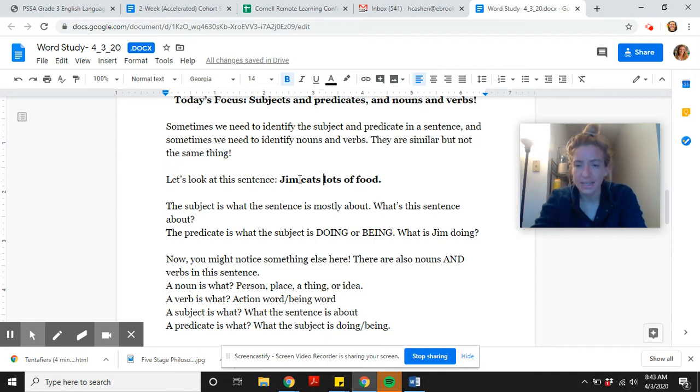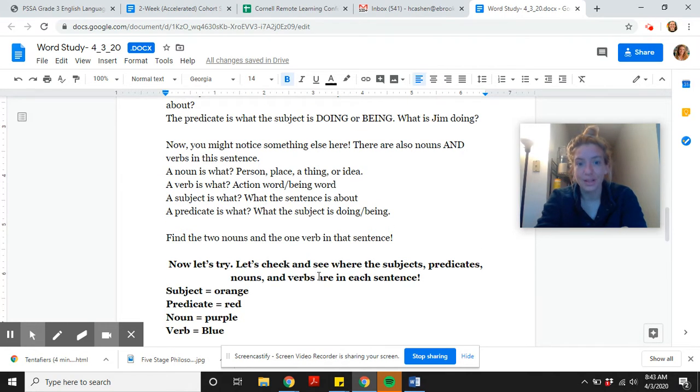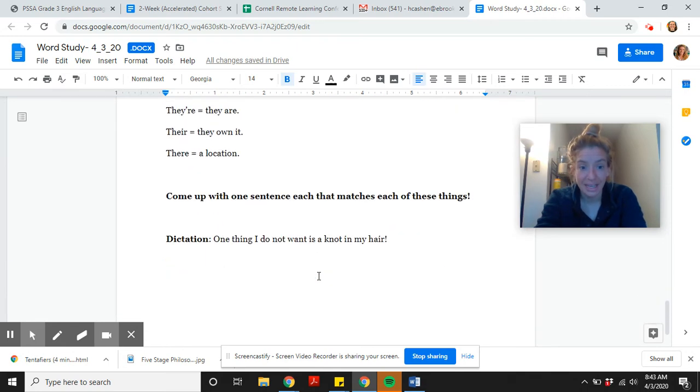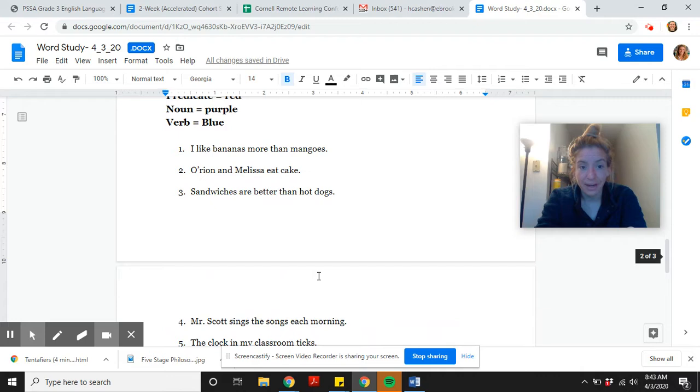How about lots? Is that a noun? Nope. Lots is not an idea, person, place, or thing. Is it an action word? No. How about food? Is food the subject? No, we already know that the subject is Jim, but food is another noun. So this sentence has one subject and two nouns and a predicate that's the same as the verb. Okay, a little bit confusing, but we are going to continue and see what we can figure out.